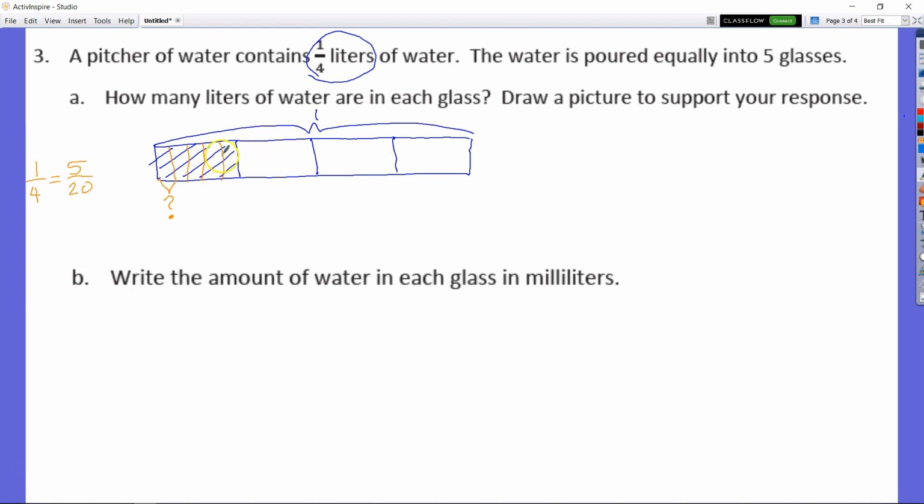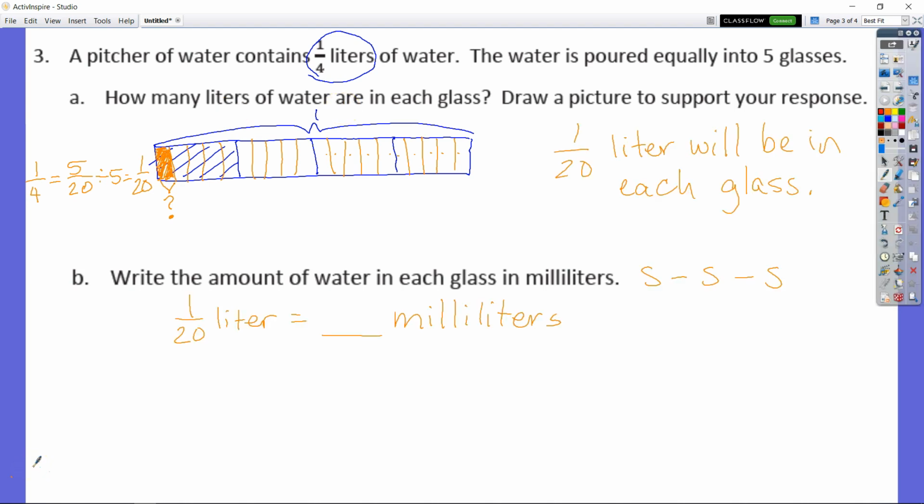Also, we could draw our 4 lines in each of the additional fourths. 1, 2, 3, 4. 1, 2, 3, 4. 1, 2, 3, 4. So now we have 5, 6, 7, 8, 9, 10, 11, 12, 13, 14, 15, 16, 17, 18, 19, 20. That's how we know that 5/20 is equal to 1/4. So now we say, well, if we have 5/20 and we're dividing it by 5, we know that it's going to be equal to 1/20, which is this part right here. 1/20 of a liter of water is going to be in each glass. All right, so once again, 1/20 of a liter will be in each glass.